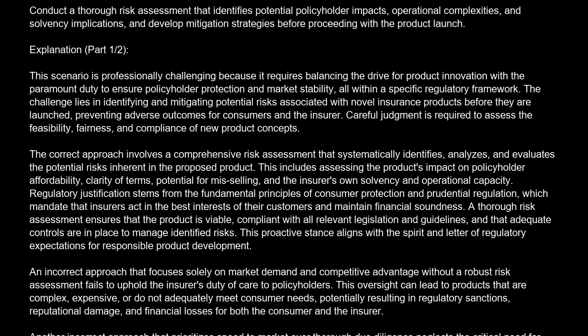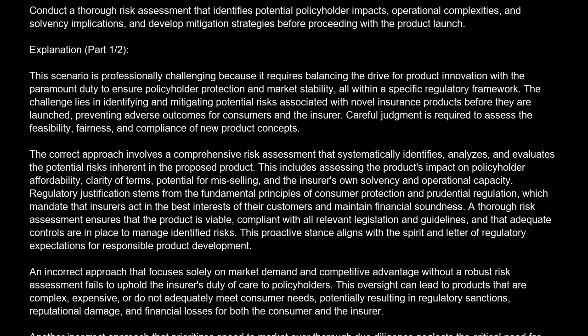Regulatory justification stems from the fundamental principles of consumer protection and prudential regulation, which mandate that insurers act in the best interests of their customers and maintain financial soundness. A thorough risk assessment ensures that the product is viable, compliant with all relevant legislation and guidelines, and that adequate controls are in place to manage identified risks. This proactive stance aligns with the spirit and letter of regulatory expectations for responsible product development.